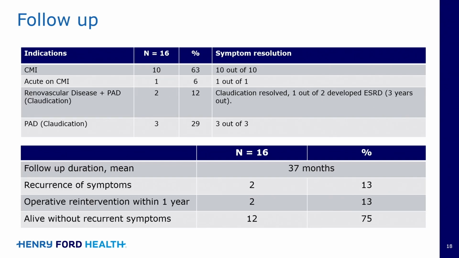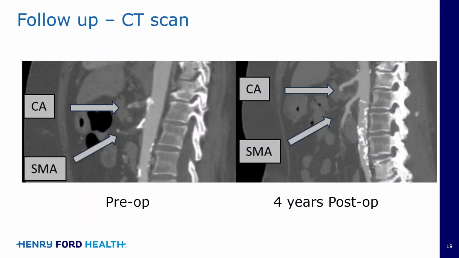One patient who underwent this procedure for renovascular disease ended up on dialysis 3 years after her procedure, but this was thought due to the progression of her intrinsic disease. Mean follow-up was 37 months, and 12 out of 16 patients are alive and well without any recurrent symptoms. Here is a follow-up CT scan of one of our patients demonstrating patency of the paravisceral aorta at 4 years.